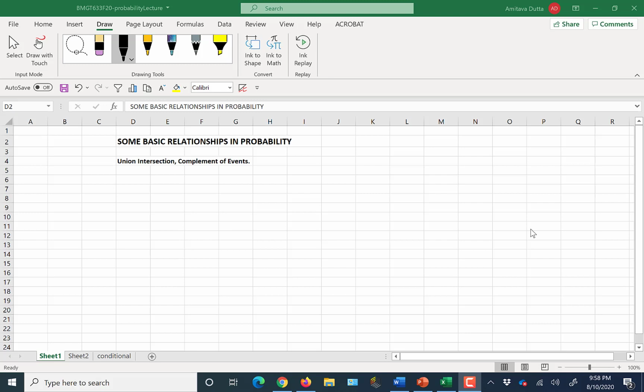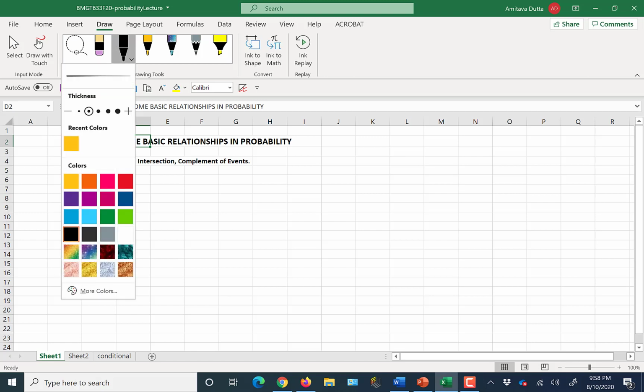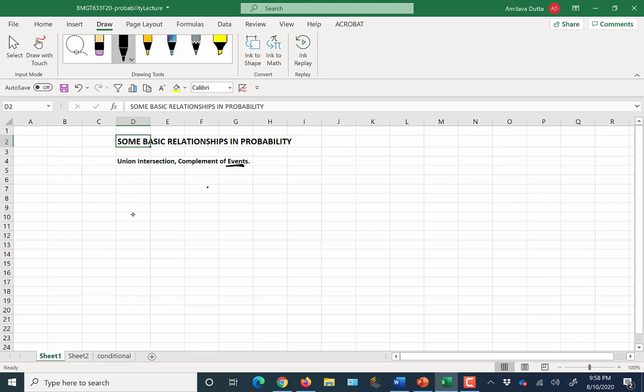In particular, we are going to focus on events, and we're going to look at union, intersection, and complements of events. So I'll first explain what these concepts are: union, intersection, and complement of events, and then we'll apply them to a problem setting and see how they are used to compute probabilities. So I'm going to draw some diagrams that you have probably seen in high school.